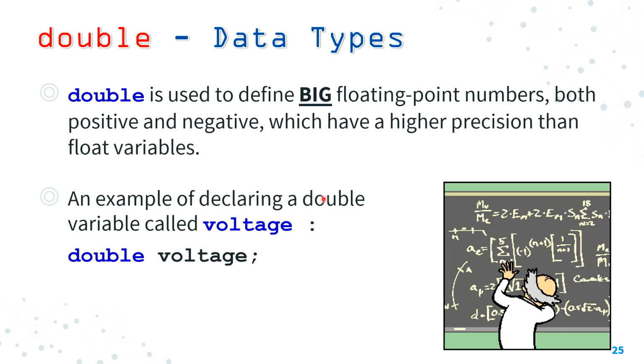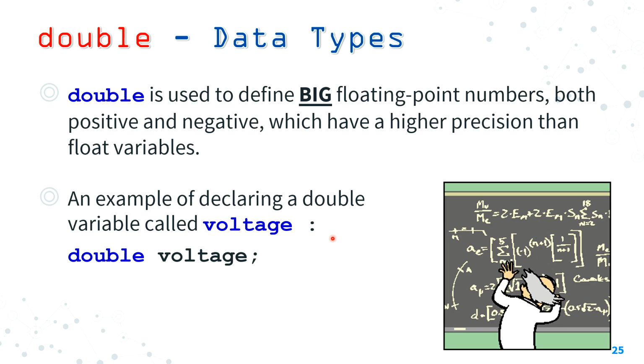Next, let's look at the double data type. The double data type is used to store floating point numbers just like float, but with much higher precision. This means double can store very large or highly precise decimal values more accurately than float. Because of this, double is commonly used in scientific calculations and situations where accuracy is very important.